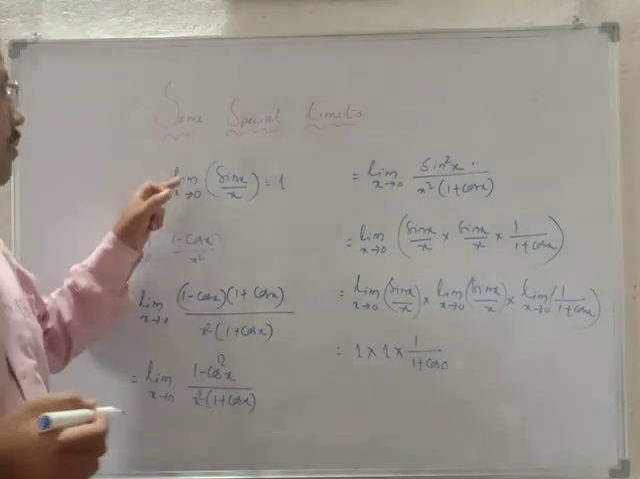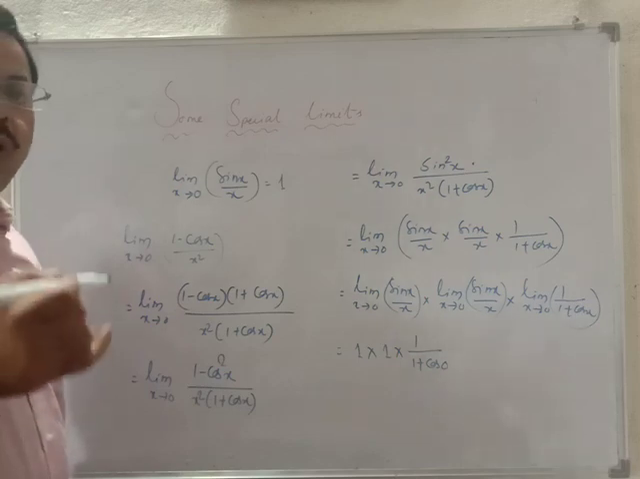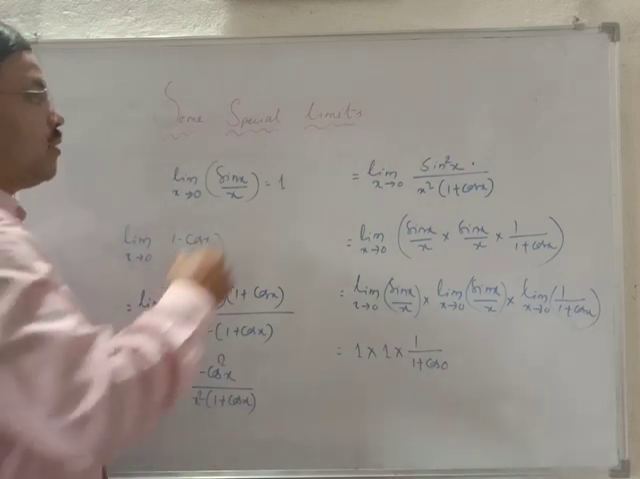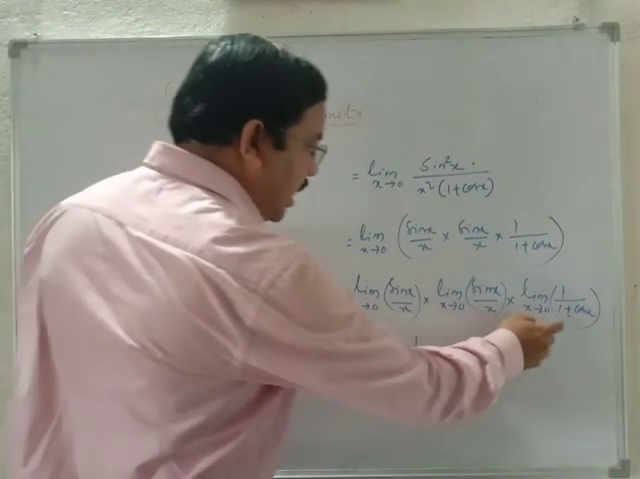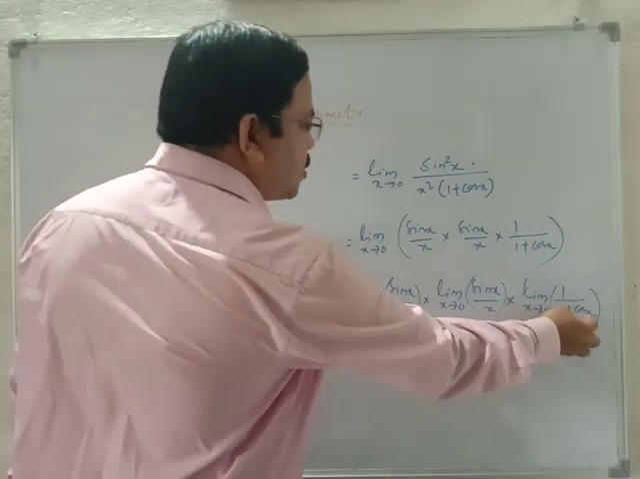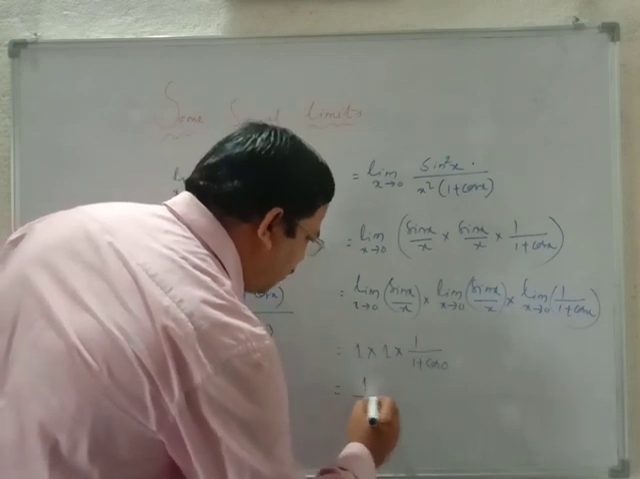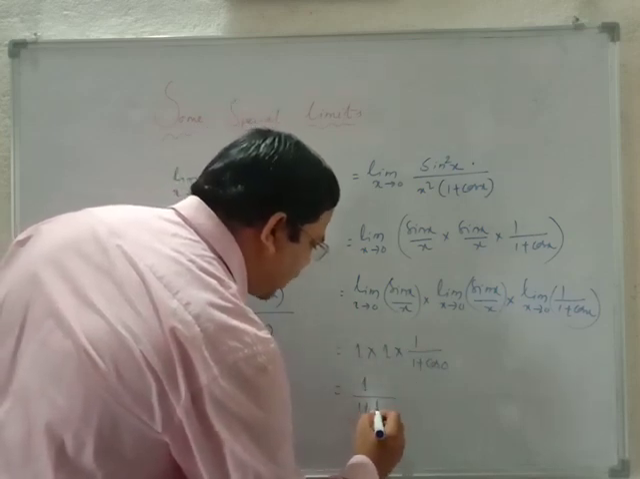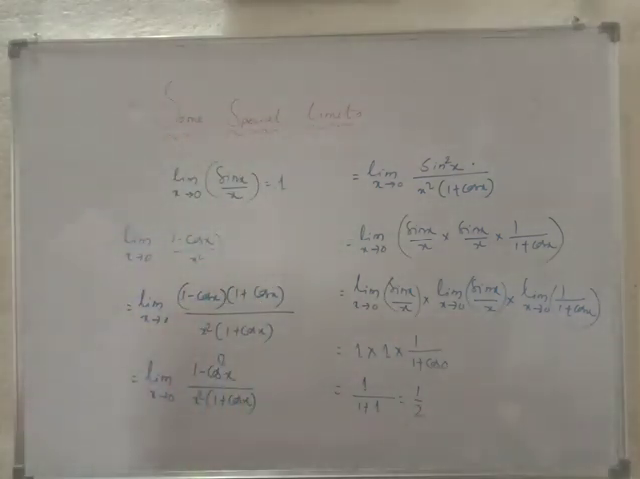But we have a formula, limit x tends to 0 sin x by x equal to 1, because as x tends to 0, x is not equal to 0. But in the last factor it is not in 0 by 0 form, so we can put x equal to 0 there, so it is cos 0. So 1 into 1 into 1 by 1 plus cos 0, and cos 0 is again 1, so it is 1 by 2. So the value is 1 by 2. Is it?